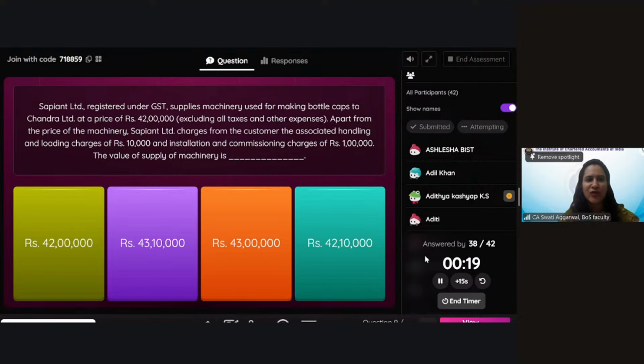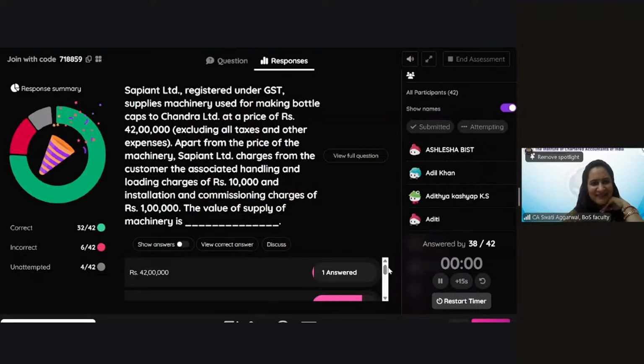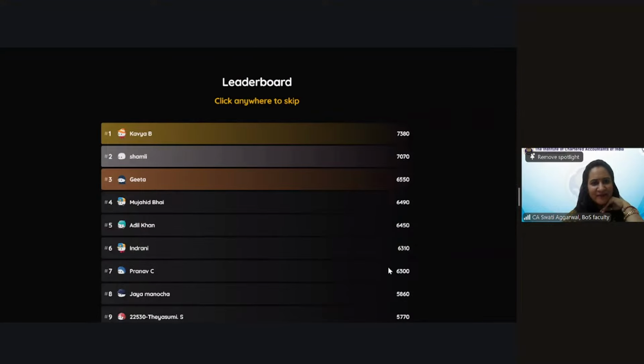So we have 3 students who are not, I think, participating. Last 10 seconds are left with you. I hope you are understanding and enjoying this concept. Please let me know through the chat. Ashlesh saying yes, ma'am. So on the leaderboard, we have at the top Kavya, rank 2 Shamli, 3 Geeta, 4th Muzahid Bhai. Muzahid Bhai has again come in the top 25. 5th Adil Khan, 6th Indrani, 7th Pranav, 8th Jaya, 9th Yashuni.